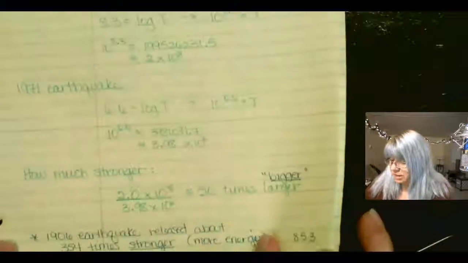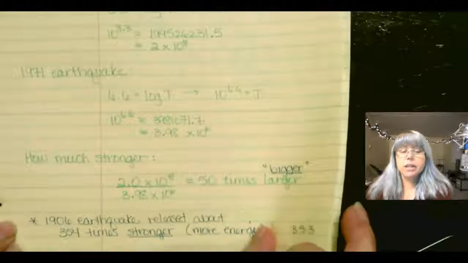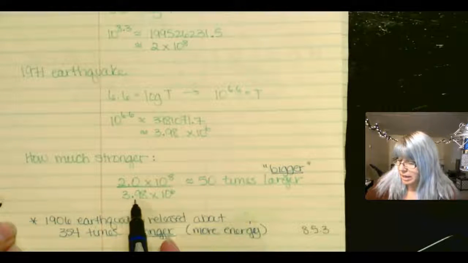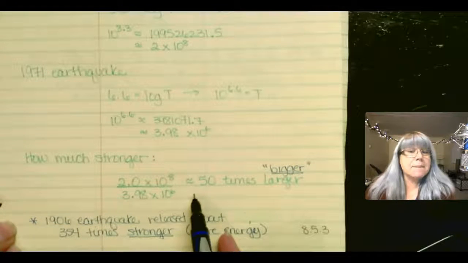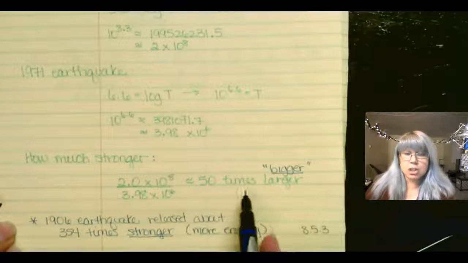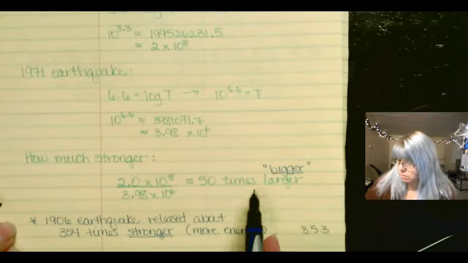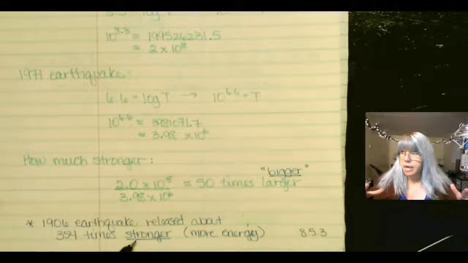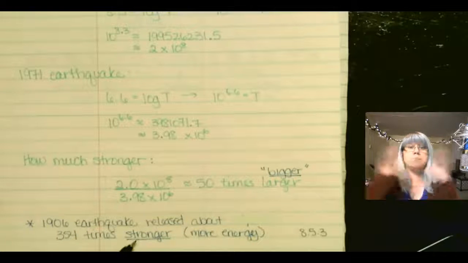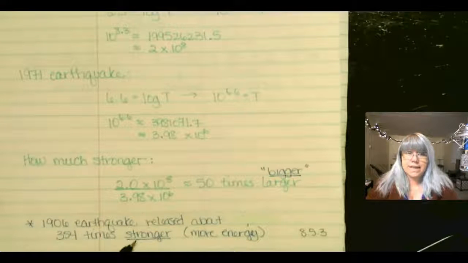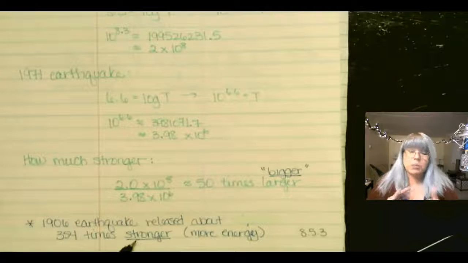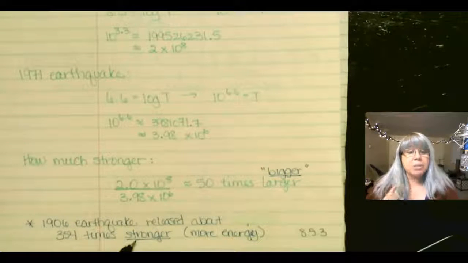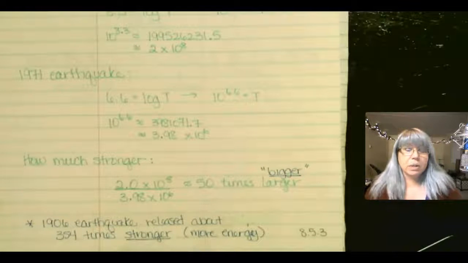Well, let's divide the two. 2.0 times 10 to the 8th divided by 3.98 times 10 to the 6th is about 50 times larger. That's bigger. We're talking on the Richter scale how much bigger it is. By no means does that mean it is stronger. Well, yes, an 8.3 is stronger. But how much stronger? There's another equation for that.